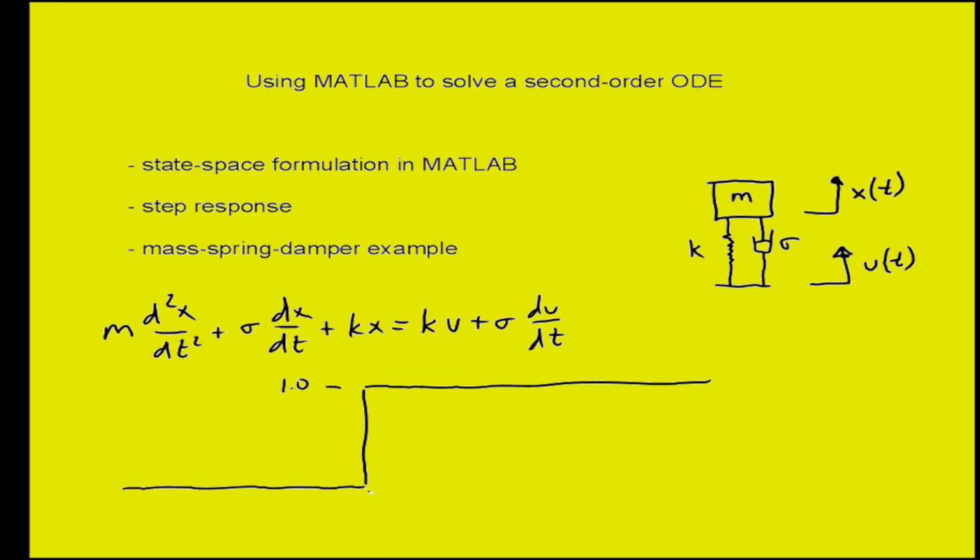So what we're going to do is we're going to call this jump at t equal to 0, and we're going to look at what happens to x of t for t equal to what we'll call 0 plus. So we're going to look at what happens just as the system is to the right of this jump, and when that happens, then we can conveniently ignore this du dt term because it will be 0, because u will be constant from there on out.